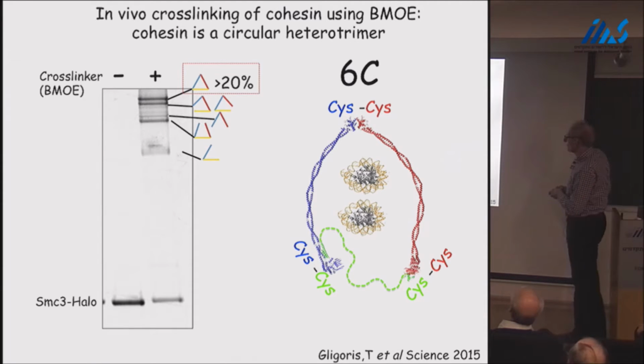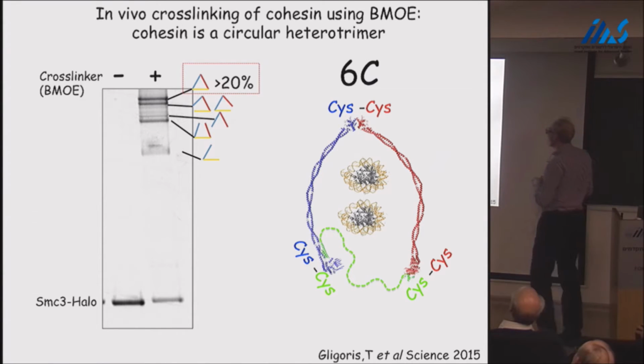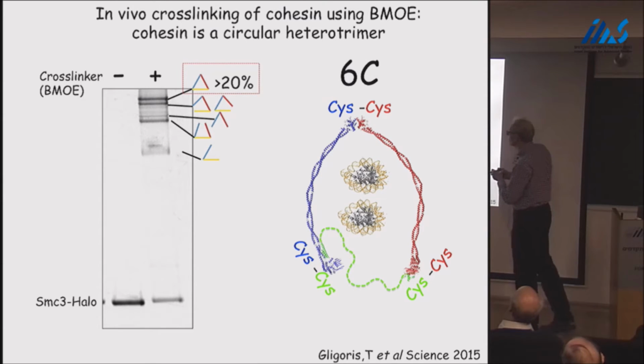We start off with a Halo-tagged SMC3, and then we have cysteine pairs here, here, and here. We call this 6C, not high C, 6C. Then what you can see is various intermediates, but basically we can get roughly 60% cross-linking at each interface, which means that you end up circularizing this thing chemically in about 20% of the molecules, in this form here.